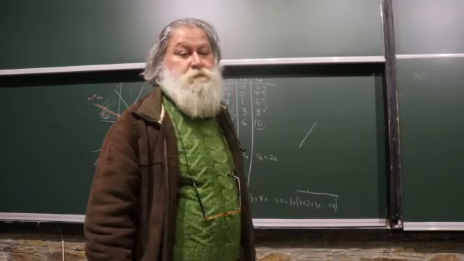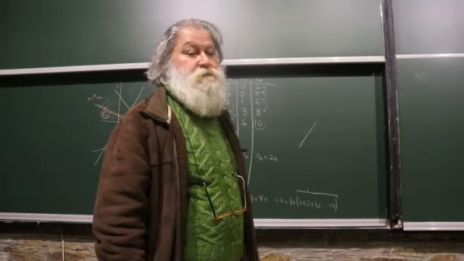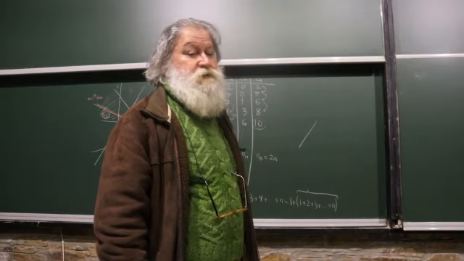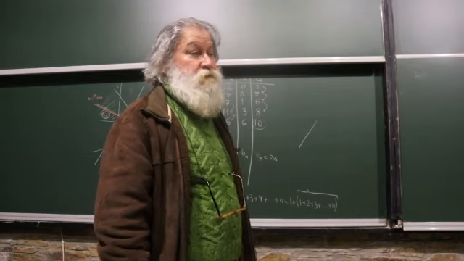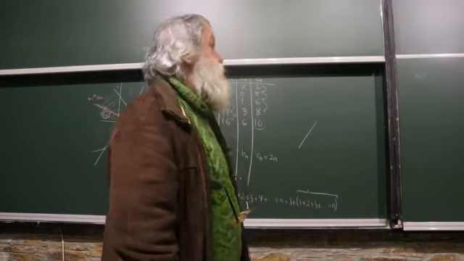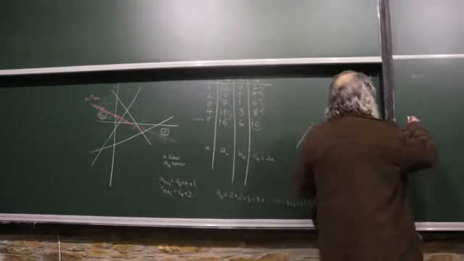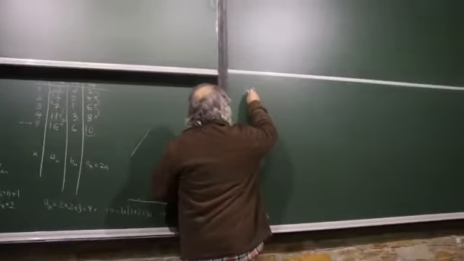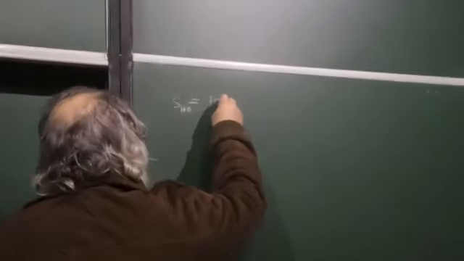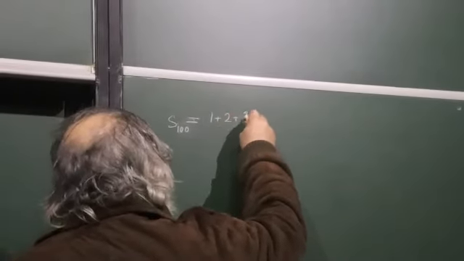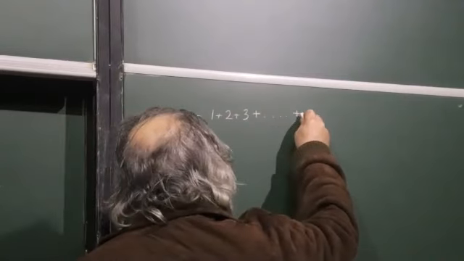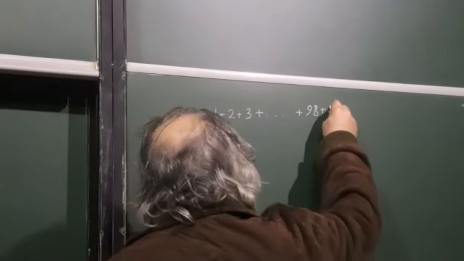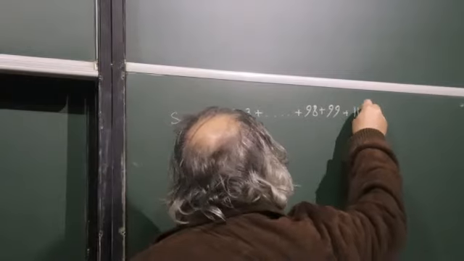And then he said, 5050. He found the correct answer. Of course, the teacher was amazed. She said, how did you do it? He said, well, it's easy. Okay, so let's call this S. S is S100. This is 1 plus 2 plus 3 plus, keep going, 98 plus 99 plus 100.